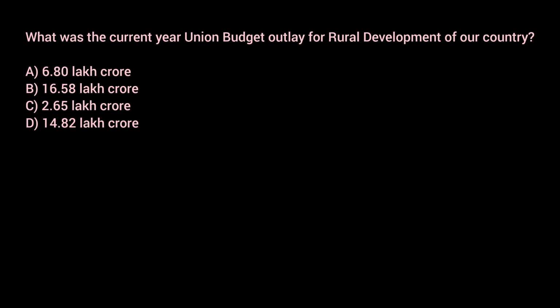What was the current year Union Budget outlay for rural development of our country? Option A, 6.80 lakh crore. Option B, 16.58 lakh crore. Option C, 2.65 lakh crore. Option D, 14.82. The correct answer is option C, 2.65 lakh crore.